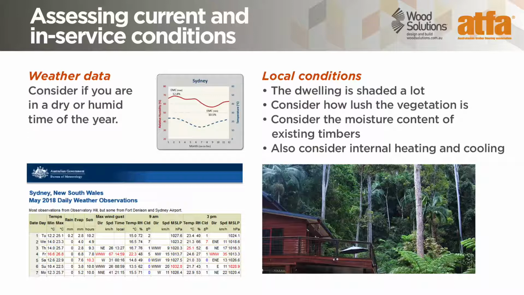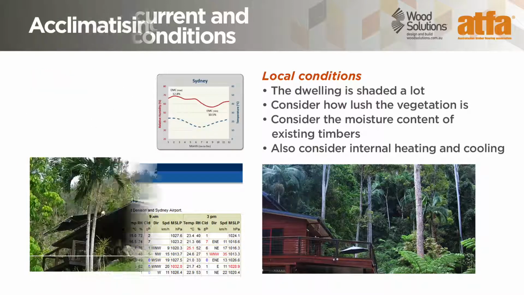Estimate the moisture content of existing timbers. Also consider internal heating and cooling. An inexpensive humidity meter can be very useful. In the dwelling shown, the internal EMC is likely to be higher, so the aim of acclimatisation would be to increase the average moisture content and thereby increase board cover width prior to laying. This process is likely to be more effective in warmer and more humid summer months.